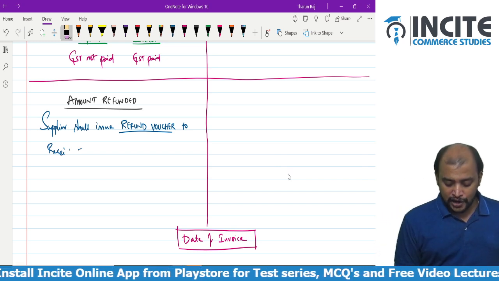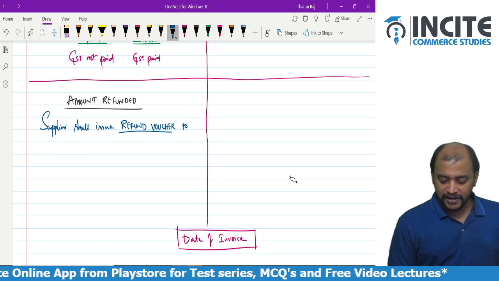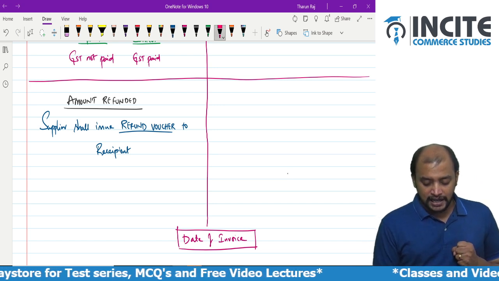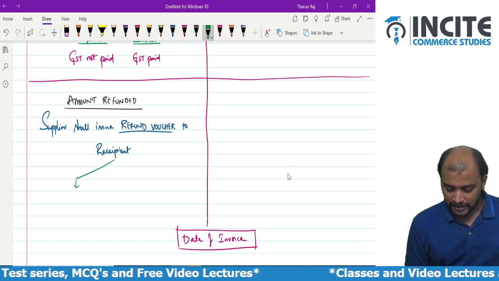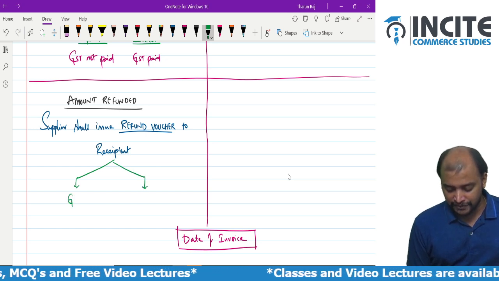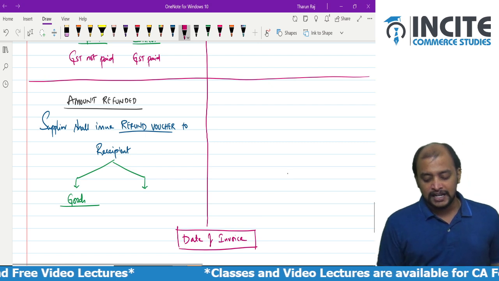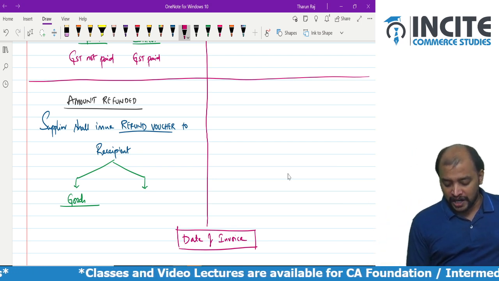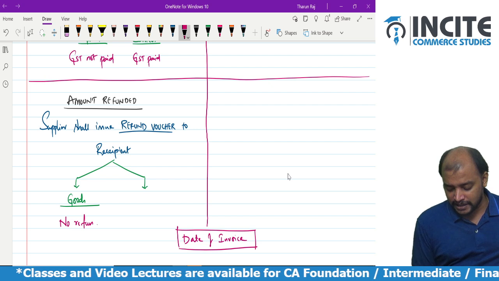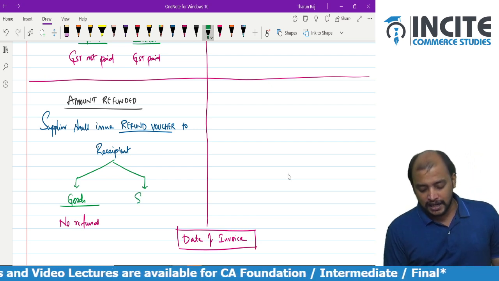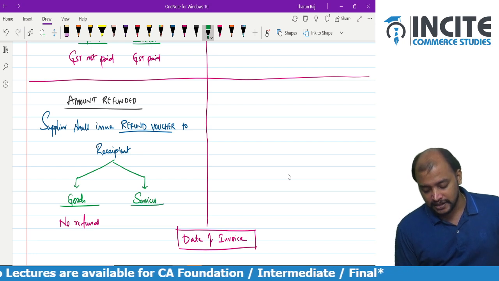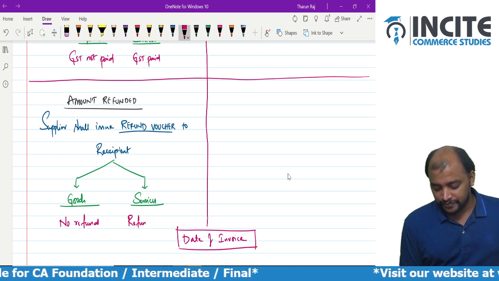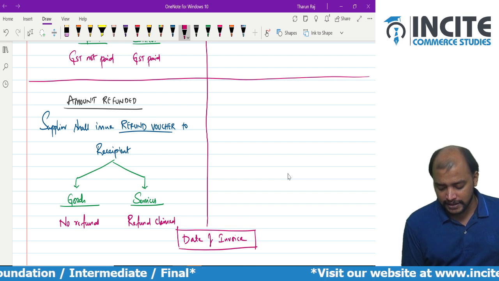And sir, whether on the basis of this refund voucher, can we claim any refund? Yes. It is again divided into two, goods or services. In case of goods, no refund. Why no refund? Sir, first of all, we did not pay GST on advance in case of goods. So whenever we give a refund voucher, no refund. But in case of services, we already paid, correct? So when we give a refund voucher, refund can be claimed. Okay, this is simple.